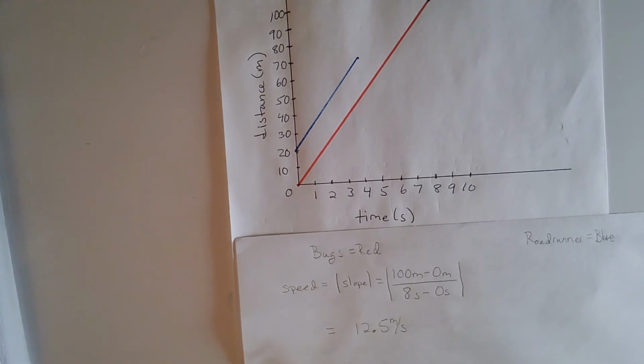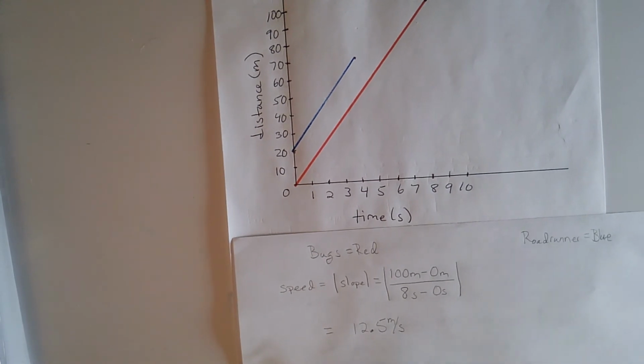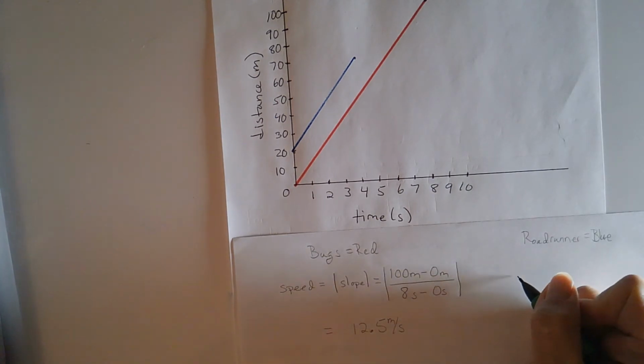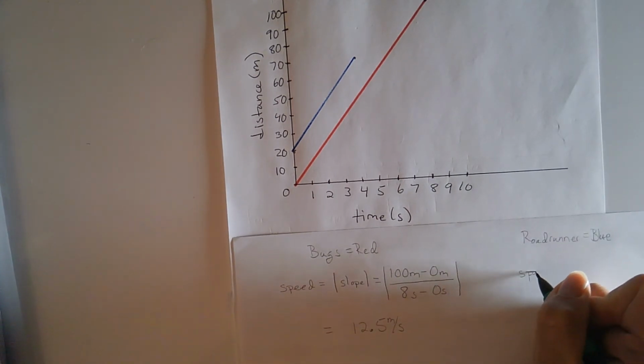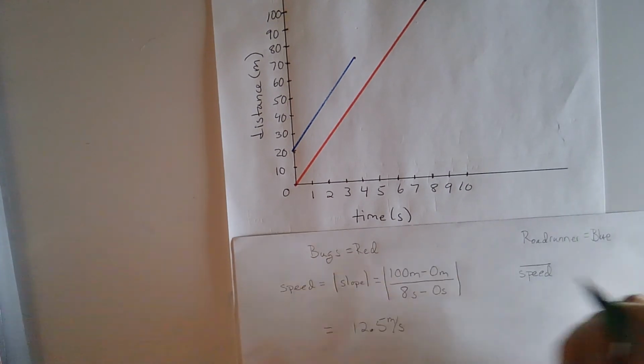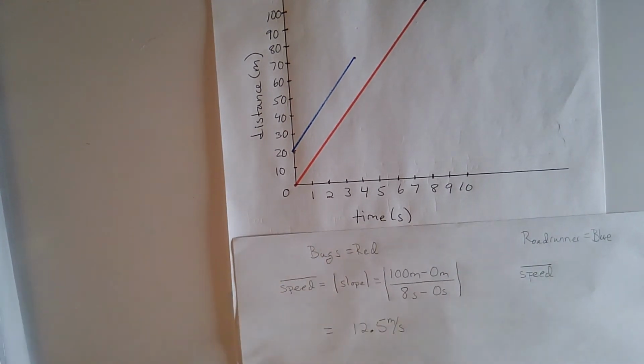Okay, positive, negative, doesn't matter because we took the absolute value, right? So his average speed is 12.5 meters per second. Roadrunner's average speed, oops, and I should put my average up there. That was bad of me.